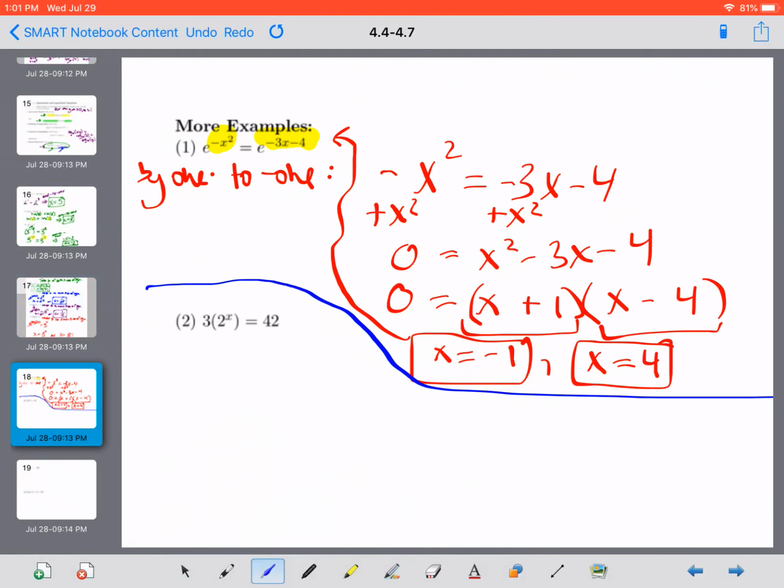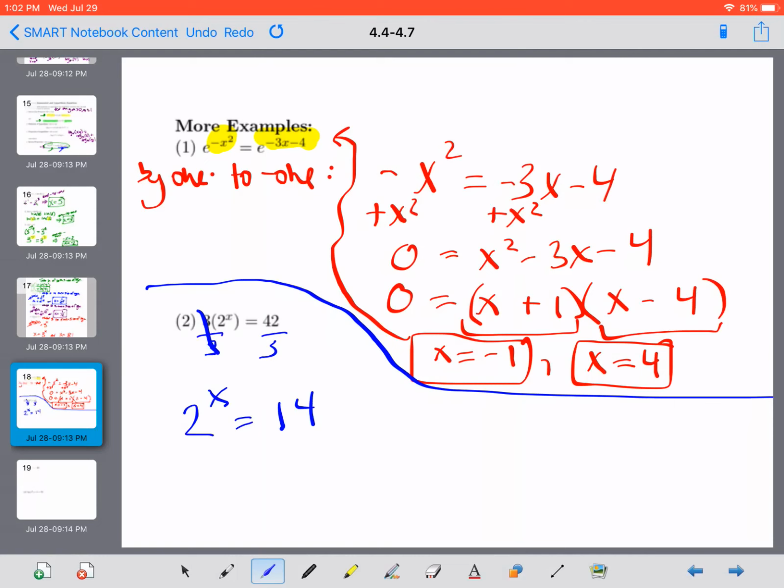So that's what I'm going to do here, but before I can do that, I really need to get that powered 2 to the x by itself. Right now it's 2 to the x times 3, so I can get rid of the 3 by dividing both sides by 3 to start with. That'll leave me with 2 to the x on one side of the equation, and on the other side I get 14. 42 divided by 3 is 14.